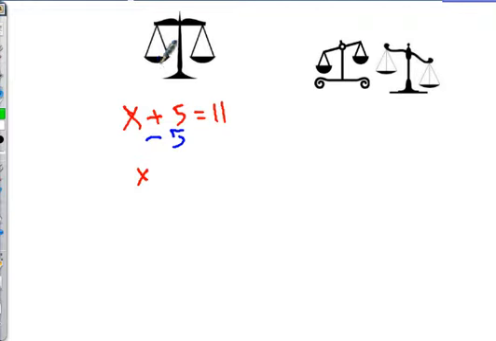So if I take 5 pounds off of this side, I have to take 5 pounds off the other side so the scale is still balanced. Otherwise it ends up tilted like these scales over here. So I subtract 5 here and I end up with just x on one side, and on the other side 11 minus 5 is 6.